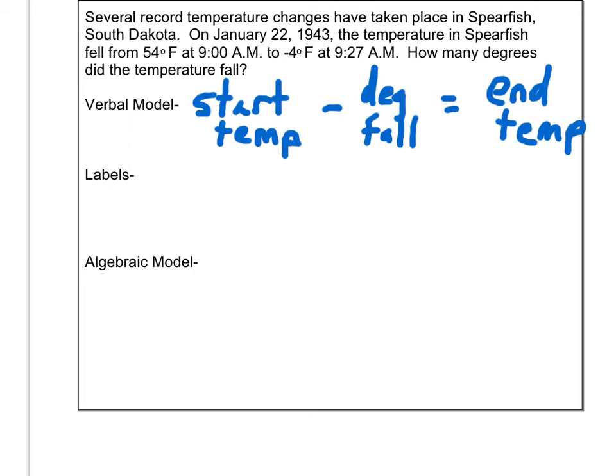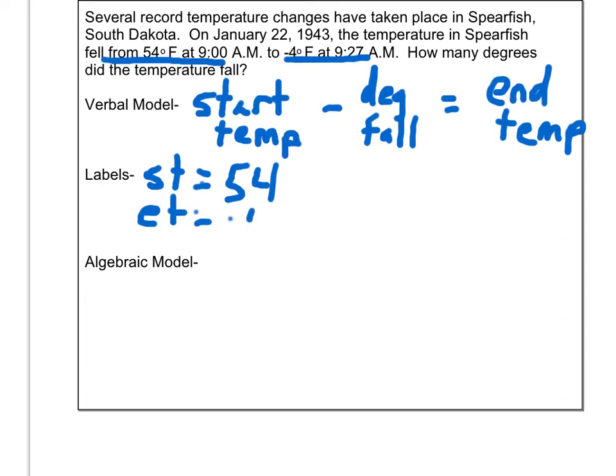Alright, so labels. So what do we know here? We know that it's 54 degrees at 9 a.m., so that's the start temp. Start temp equals 54. We know the end temp was negative 4 degrees, so the end temp is negative 4. And for degrees fallen, we don't know, so we'll give that a variable. We'll call it x. So the starting temp is 54, the ending temp is negative 4, and the degrees fallen we don't know, so that's x.